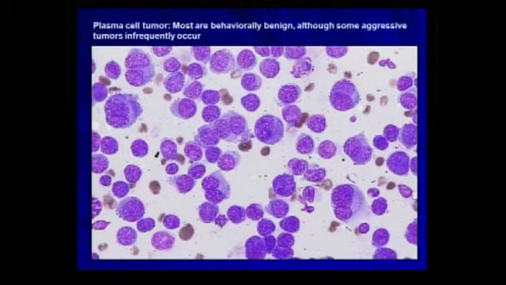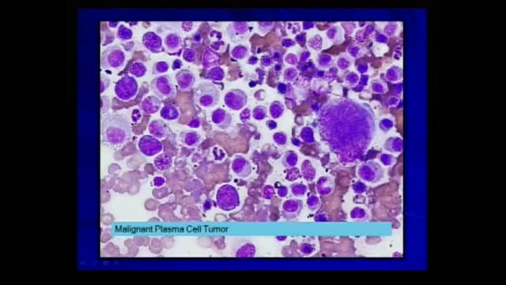We're looking at another plasmacytoma. This is from the skin. What I want to point out is the presence of these large binucleate or trinucleate cells. Still a plasmacytoma. Occasionally you'll see some with characteristic features of malignancy, but you often don't.